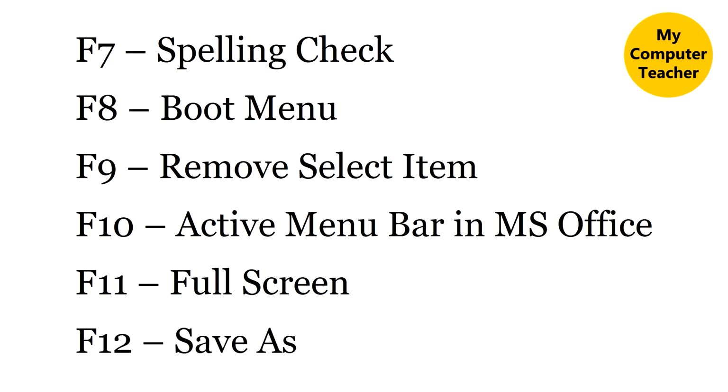Next is F12. If you want to save a particular document to a different location with a different name, you can press F12 and it will open the Save As window, and you can change the name and the location and then save it.